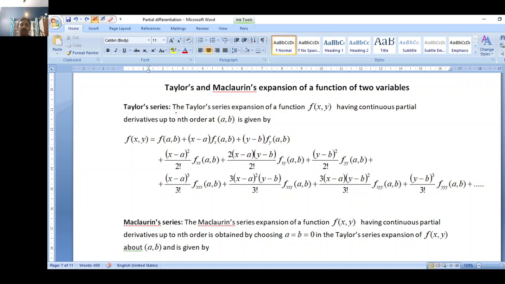So as you can see here, the Taylor's series expansion of a function f of x comma y having continuous partial derivatives up to nth order about a point a comma b is given by this expression. It looks very big as such, but if you observe a little carefully and try to group terms, you'll be able to remember the expansion much more easily. I'm trying to mark some similar terms for you to understand and remember the expressions in an easier way.